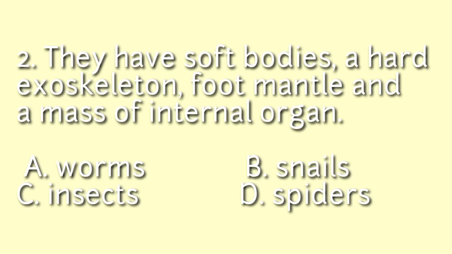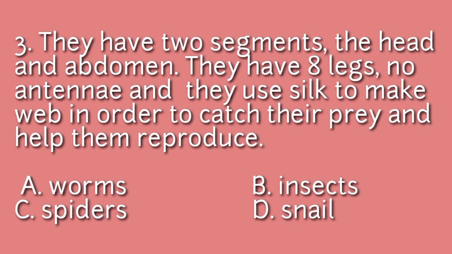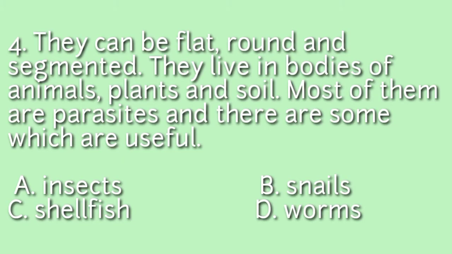2. They have soft bodies, a hard exoskeleton, foot mantle, and a mass of internal organs. 3. They have 2 segments, the head and abdomen. They have 8 legs, no antenna, and they use silk to make webs in order to catch their prey and help them reproduce. 4. They can be flat, round, and segmented. They live in bodies of animals, plants, and soil. Most of them are parasites, and there are some which are useful.